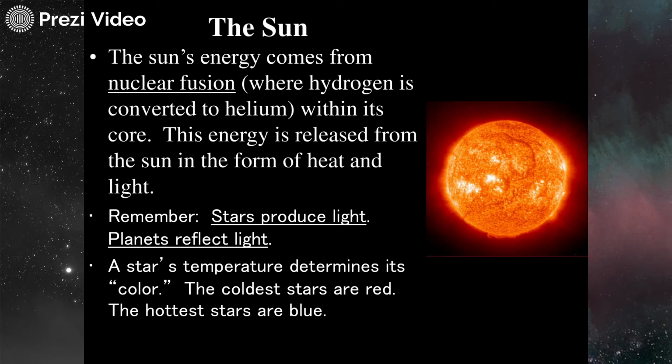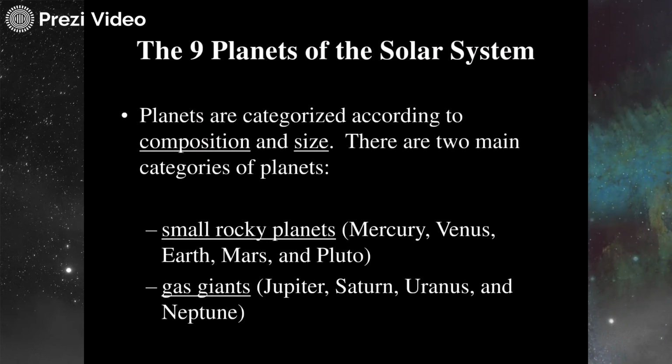A star's temperature determines its color. The coldest stars are red, and the hottest stars are blue. And again, we have a yellow dwarf star, so it is in between there. It's not the coldest, it's not the hottest, it's also on the smaller side of stars.